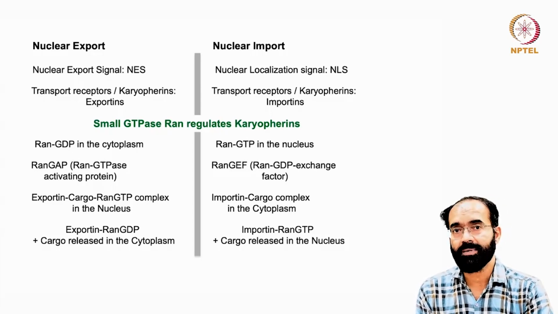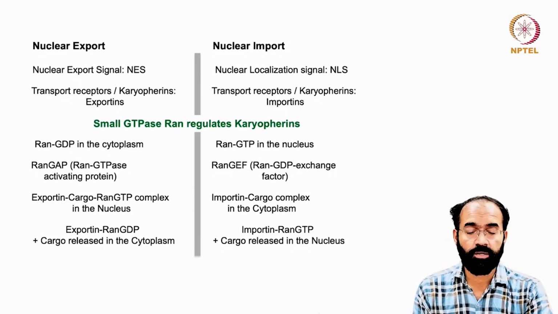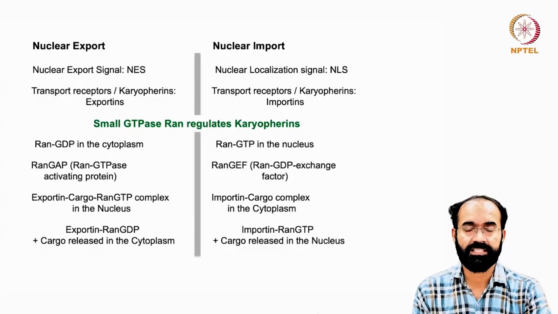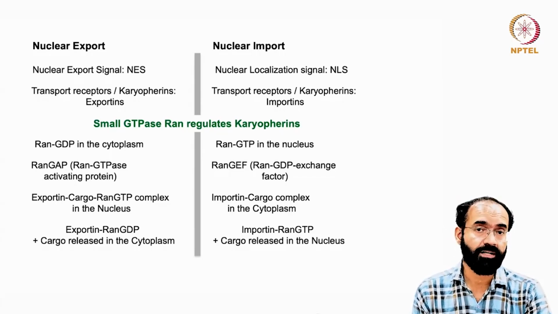Now let us see what happens in the nuclear import. In nuclear import, we know it needs to have the nuclear localization signal, and many a time this nuclear localization signal is associated with the protein of the RNP.